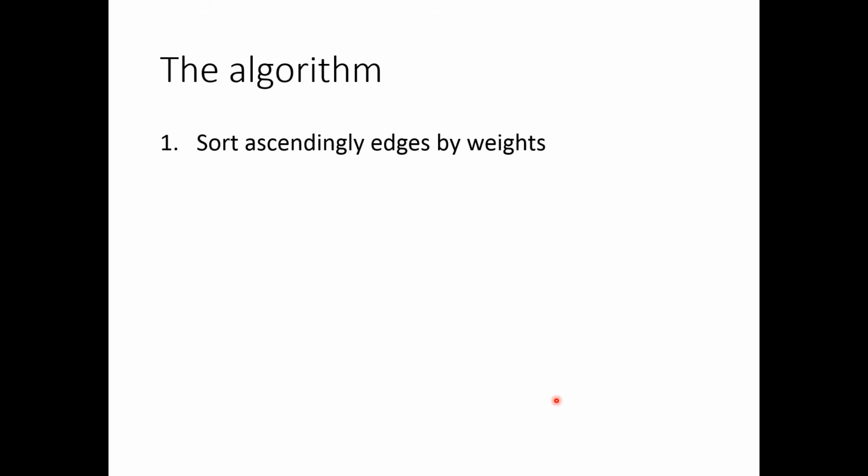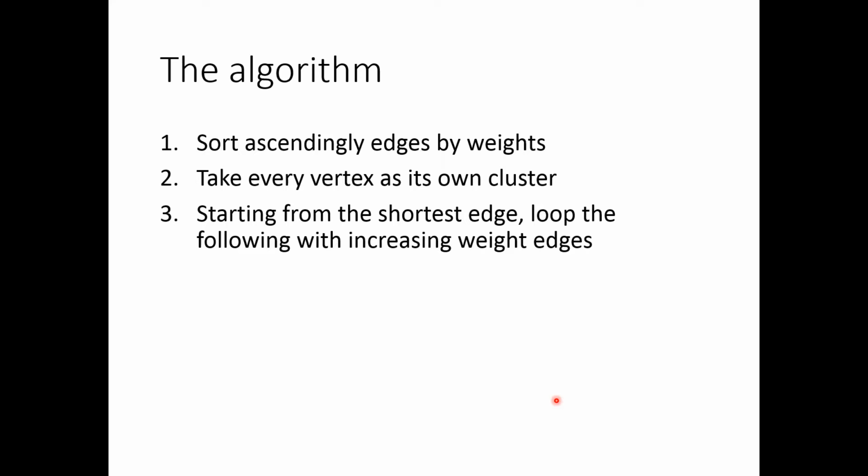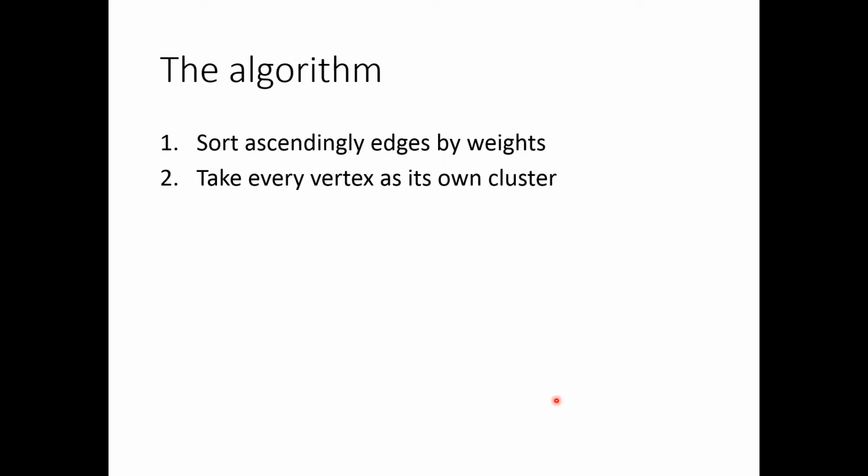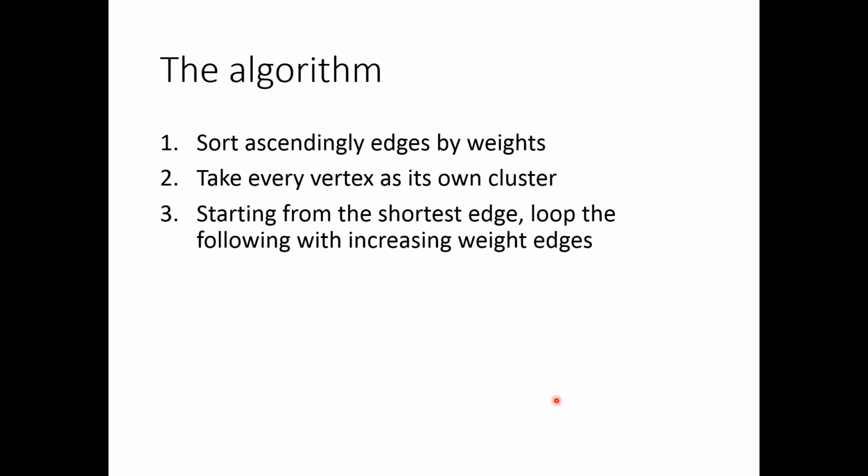And then the algorithm is pretty simple, as I mentioned. First, you have all the vertices, and you have some potential edges there. You sort all the edges to see which is the shortest one, sorting them in ascending order. Before that, you consider each of the vertices as its own cluster. Then you start with the shortest edge.